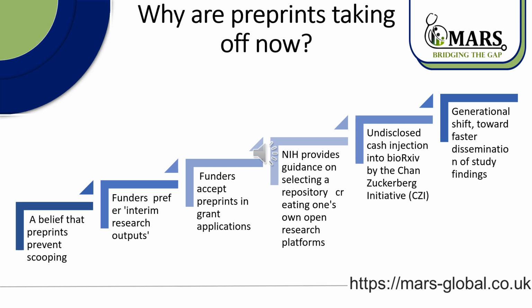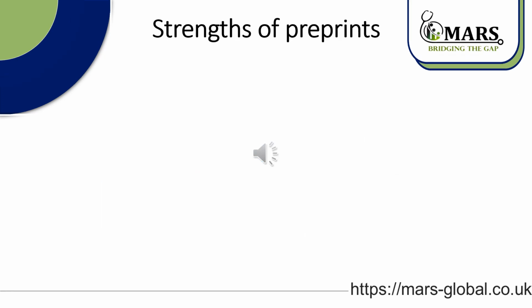The NIH provides guidance on selecting a repository, or creating one's own open research platform. Other factors include the undisclosed cash injection into bioRxiv by the Chan Zuckerberg Initiative, and the generational shift toward faster dissemination of study findings. Strengths of preprints are represented in faster dissemination with the research community, allowing pre-publication peer review and feedback. Authors can receive feedback on their article before journal submission, it is freely available, and it surfaces data that may not survive peer review.